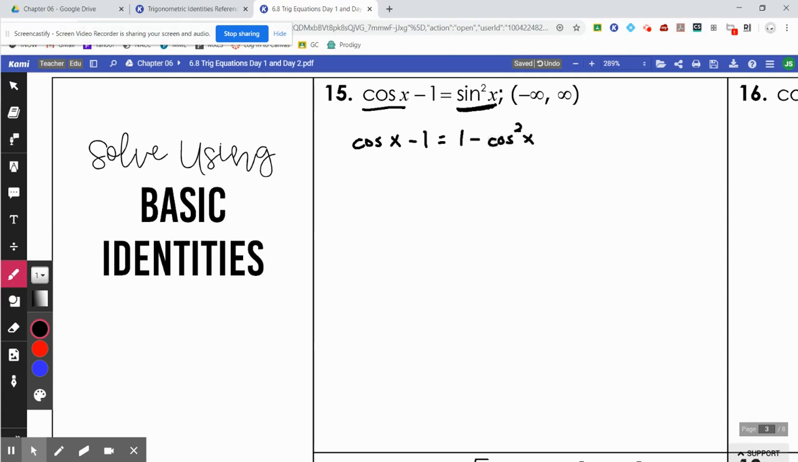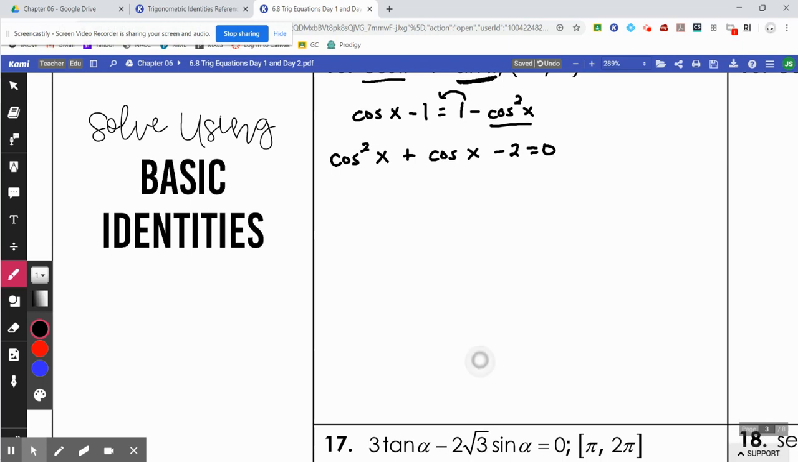And now we have everything is cosine stuff. It's quadratic now, so let's move everything to the same side. Move this minus cosine squared over, and it gives you positive cosine squared. We already had a positive cosine over there. Move the 1 over, and it becomes minus 1, so you have minus 2 equals 0. And now it's just like the problems we worked before. Two sets of parentheses.